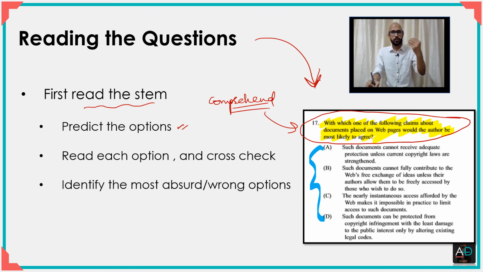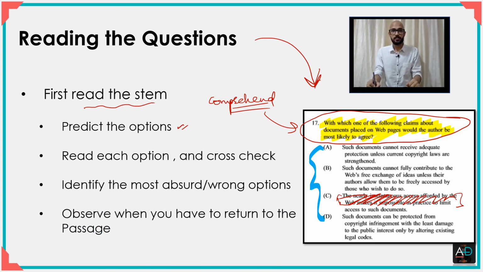And while you're reading the options, stay very alert to be able to eliminate the most absurd looking options. Let us say you read an option and you feel that this is a bad option, something that you can immediately eliminate because it's either very extreme or very vague. I will talk about all of these things in the next video, don't worry about that. But it's always possible for you to identify at least one very bad option. So when you're reading, eliminate that bad option.